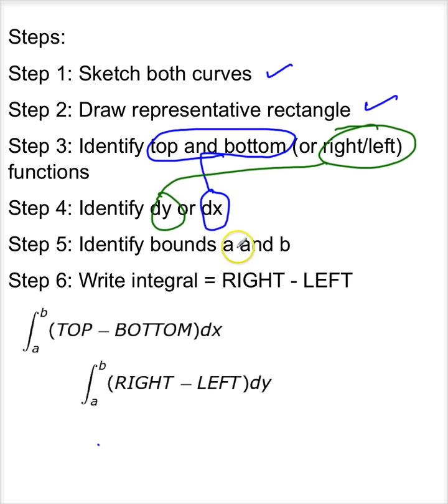Now, identify your bounds a and b. If you're doing left and right, these are going to be y values, while if you're doing top and bottom, these are going to be x values. Then write the integral. It's either the integral from a to b of top minus bottom dx, or the integral from a to b of left minus right dy.